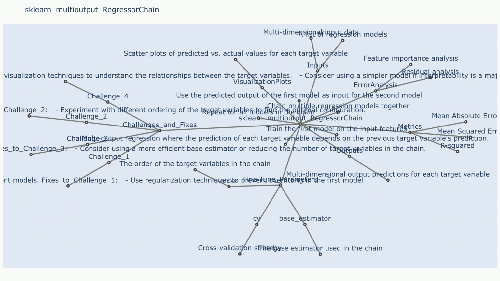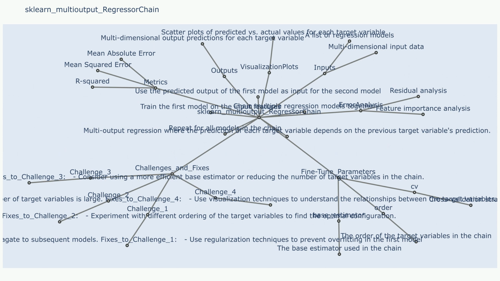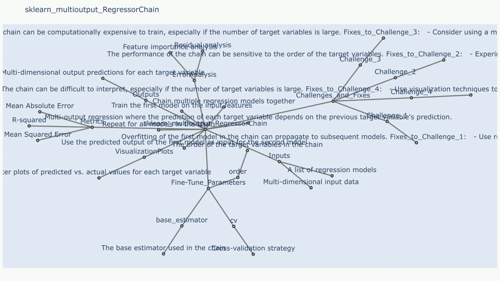Sample use case that resulted in challenge 1. When the training data is small or noisy, the chain might learn the specific patterns of the training data too closely, resulting in overfitting. Fixes to challenge 1. Regularization. Adding a penalty term to the loss function of the base estimator can prevent overfitting. Early stopping. Stopping the training process before the model reaches convergence can prevent overfitting.